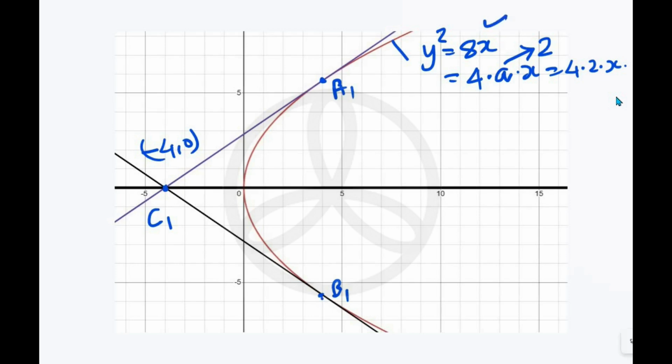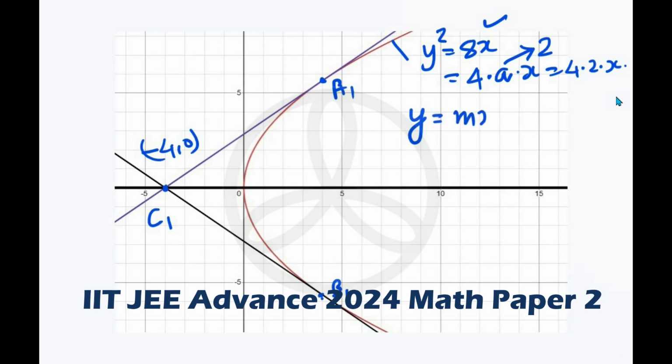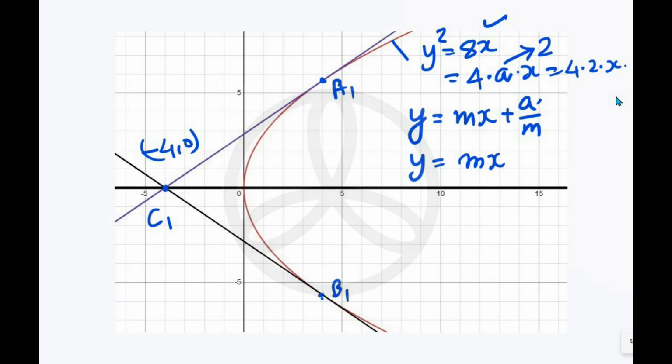We know for a parabola, the equation of the tangent is given as y is equal to mx plus a by m. We know for us a is equal to 2, so we can write m is equal to 2. And another method is to find by differentiating this equation, where actually m is dy by dx. First of all, we will find m by differentiating this and assuming a point.